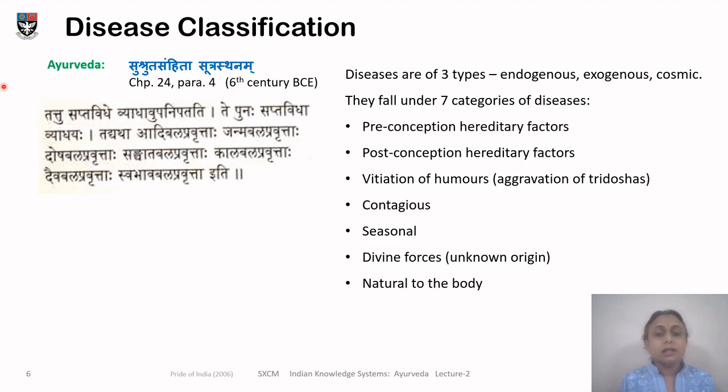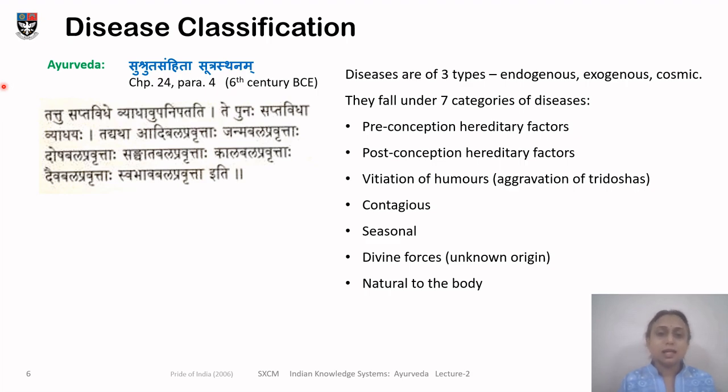sperm; a vitiation of humors or the aggravation of the three doshas; those diseases which are contagious, obtained through contact with external agents with other people; those which are seasonal, occur only in one particular season but not the other; those which are caused due to divine forces, which essentially means of unknown origin, unknown as yet; and those that are natural to the body.